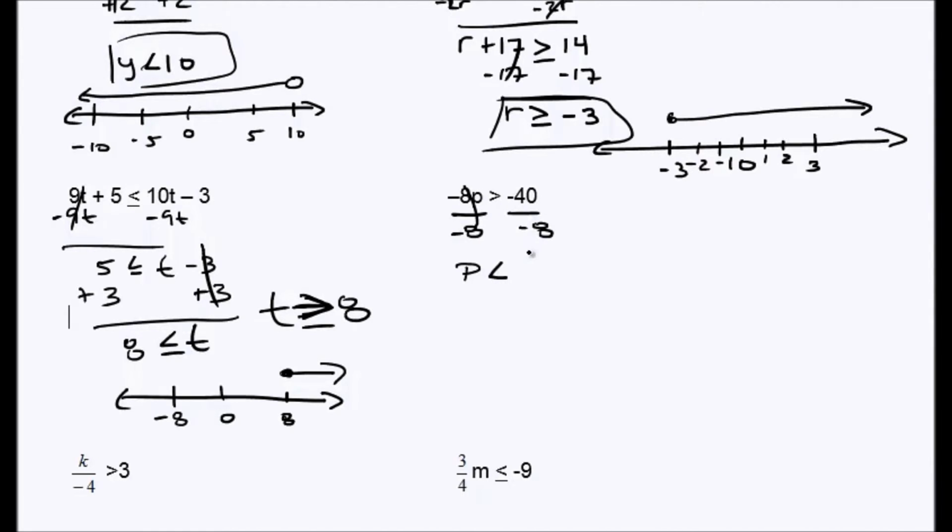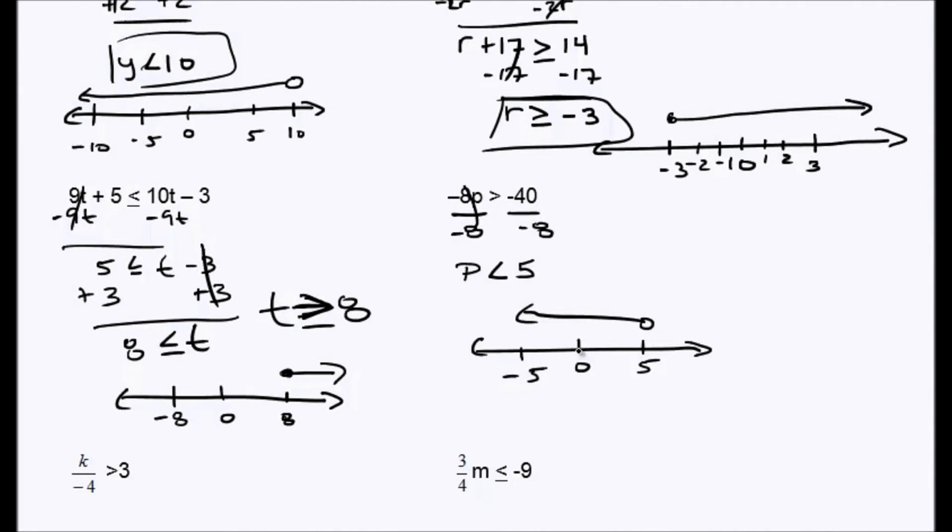Negative 40 divided by negative 8 is a positive 5. So my solutions, if I have 0 here in the middle, 5 on the right, negative 5 on the left, it starts at 5, but it doesn't include it. So it's going to be an open circle, and it's all my numbers that are less than 5. So it's going this way. Okay, so it could be 4. It could be 2.